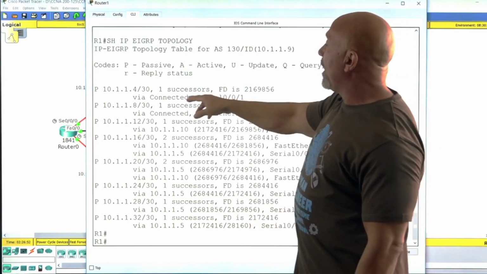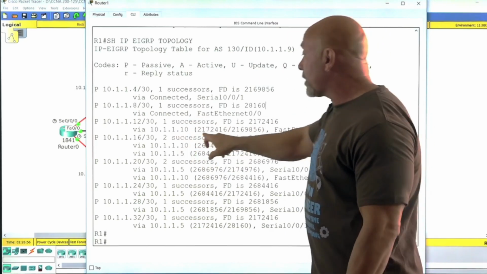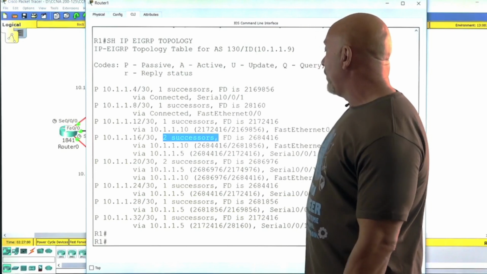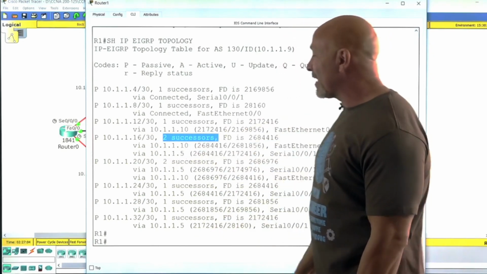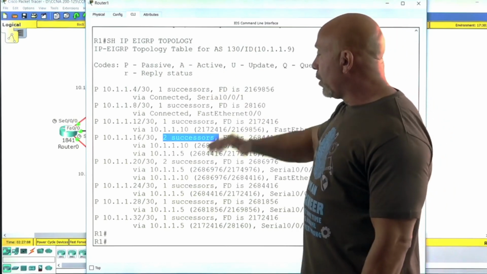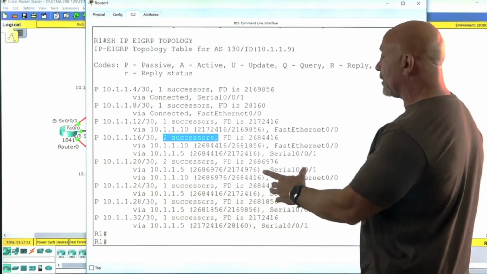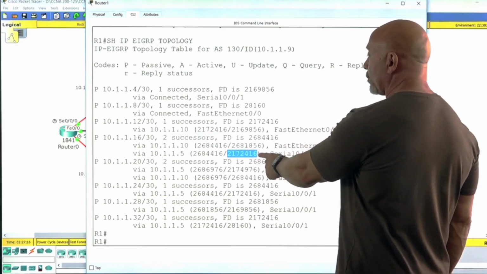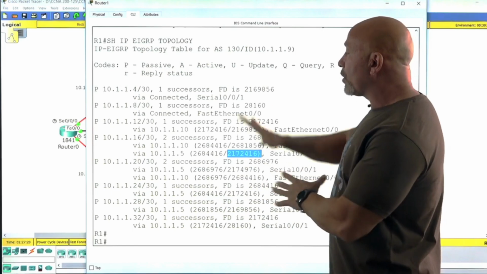Now, where you see it has one successor, two successors. Whoa, look at that. So now we have something where we can go two different ways to the 16 network. So that means we have a feasible successor, right? That means, boom, hey, we can go either way. As you can see, you make the decision based on the lower metric. So this has a lower metric. Okay, so you can analyze by going back and forth in which direction.